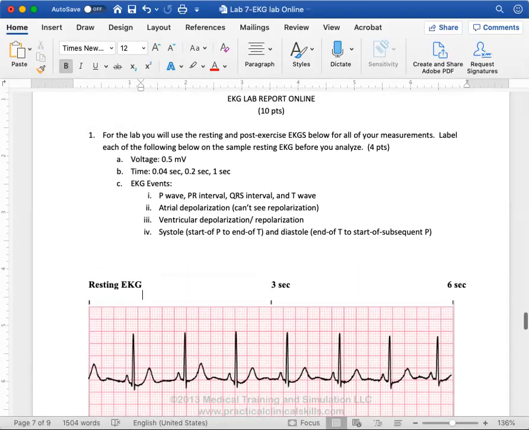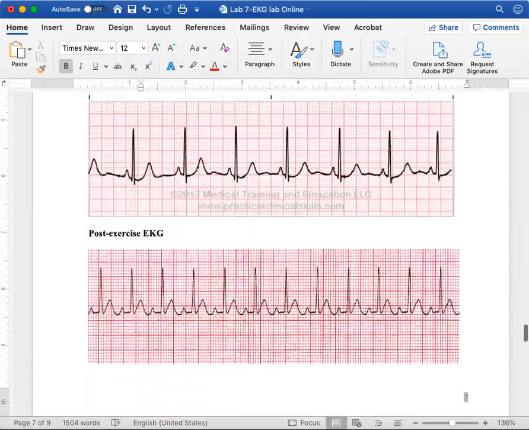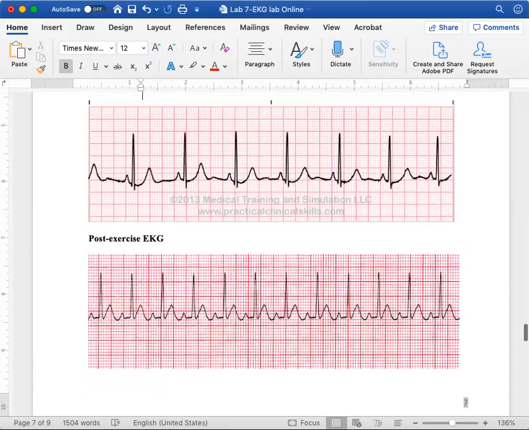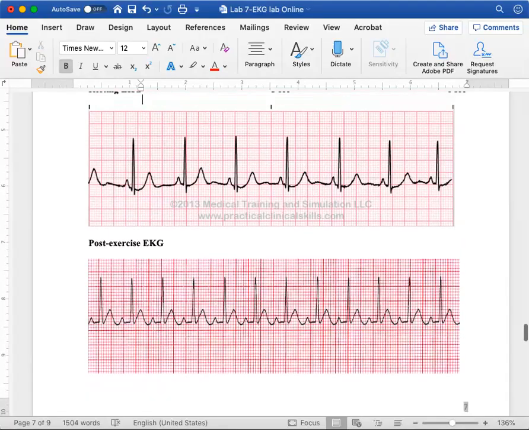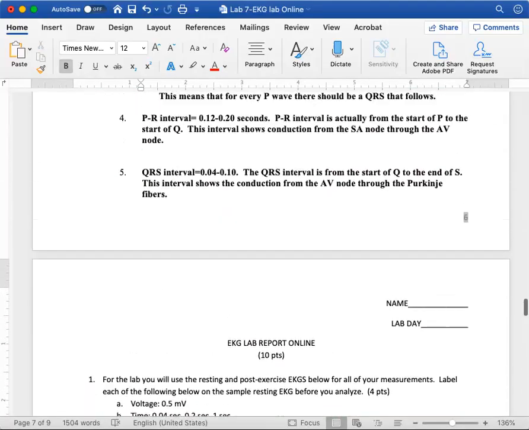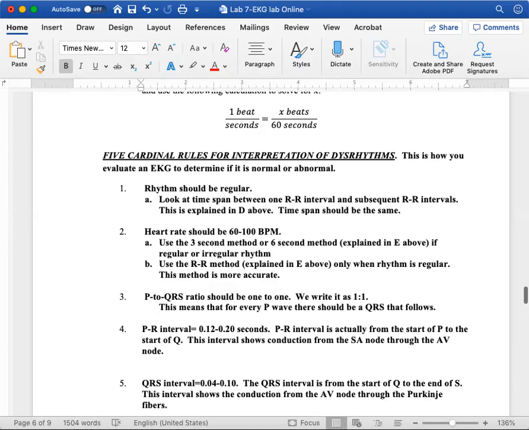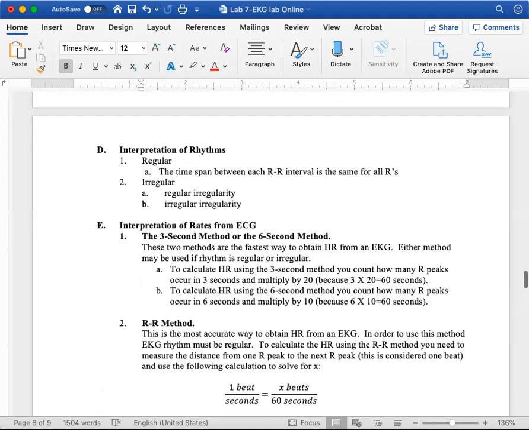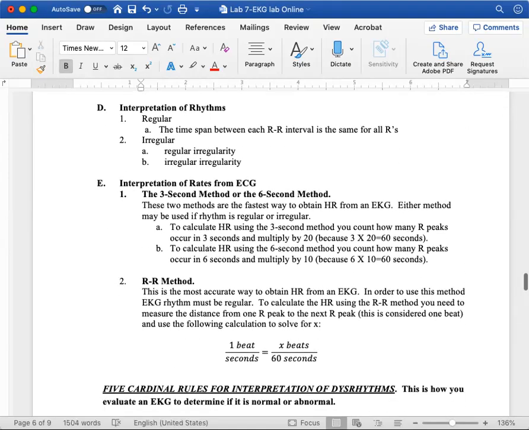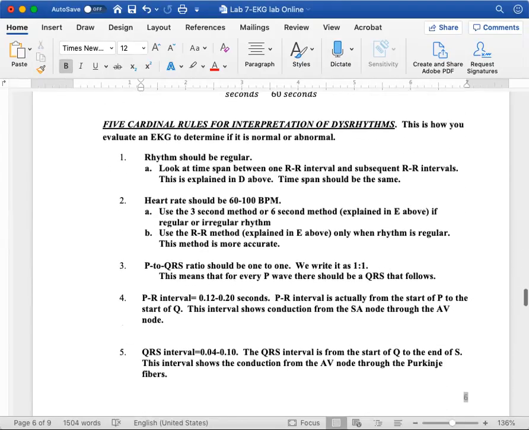Label those, so label all of your events: ventricle depolarization, ventricle repolarization, atrial depolarization, systole and diastole, right? So before you move on to measuring them, I want you to label everything on the resting and post-exercise EKG, okay? Then let's go up to the top, all right? So for the cardinal rules for interpreting dysrhythms, actually we'll go right here.